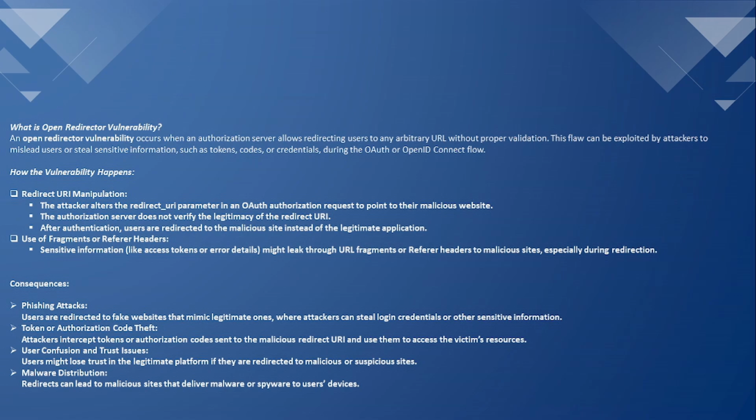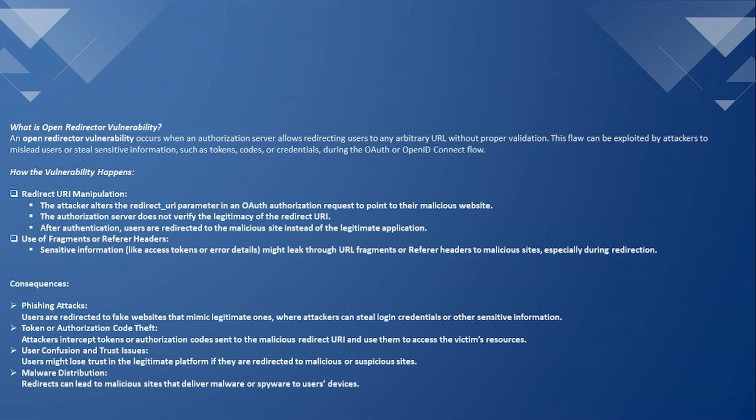We have seen, when we talked about redirect URI manipulation, that if the attacker is sending some crafted address to any authorization server, and they are not doing the proper validation, in that case the user can be redirected to some other malicious website. I think we already discussed this part multiple times. This flaw can be exploited by attackers to mislead users or steal sensitive information such as tokens, codes, or credentials during the OAuth or OpenID Connect flow.